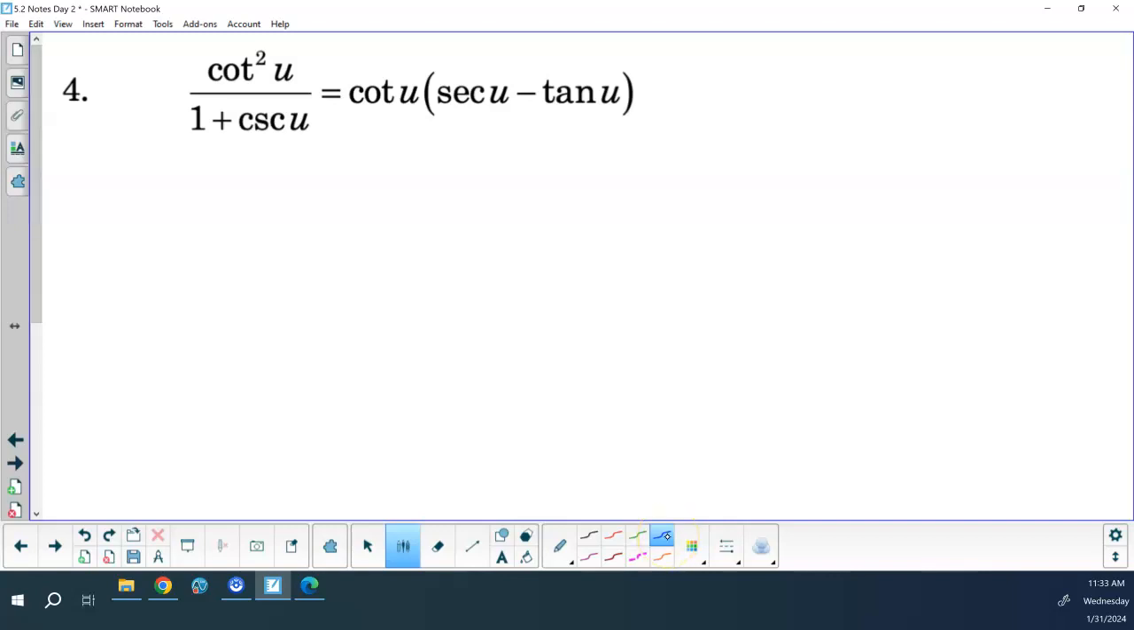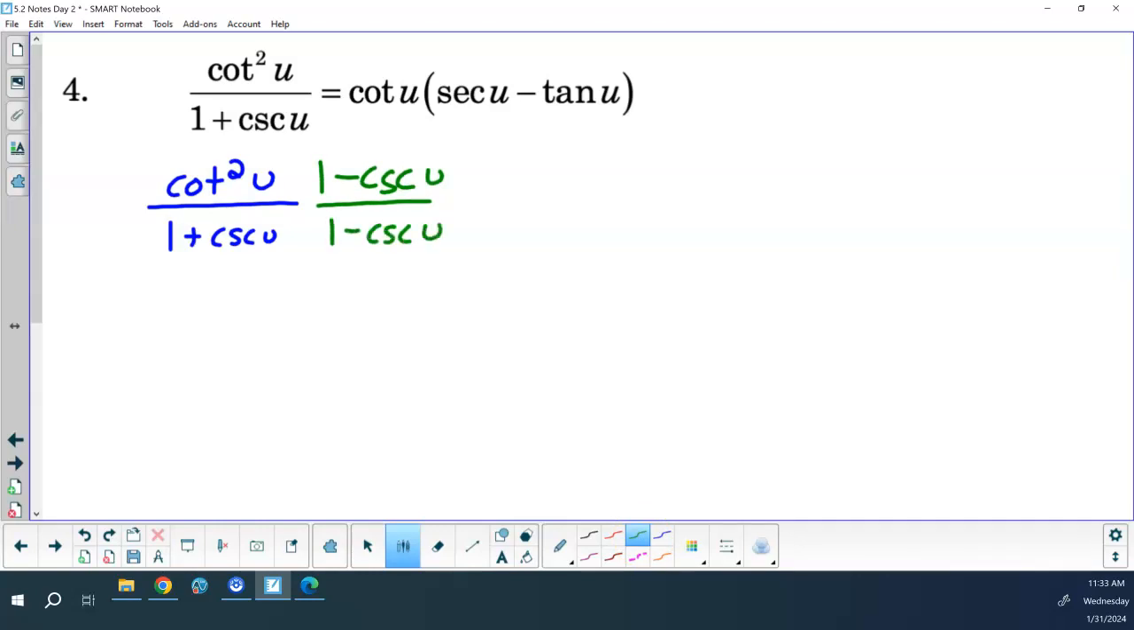I would have said cotangent squared of u over 1 plus cosecant of u, and here I would have multiplied by 1 minus cosecant of u over 1 minus cosecant of u.